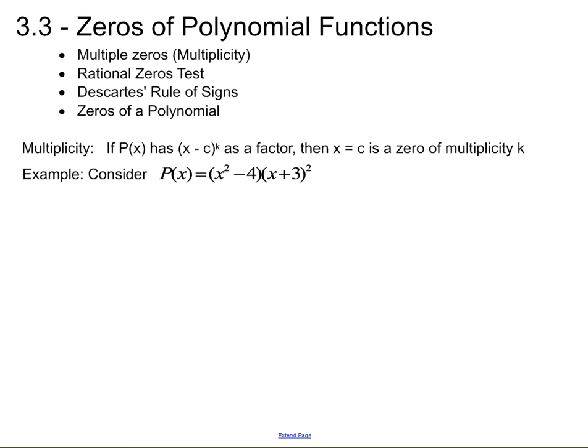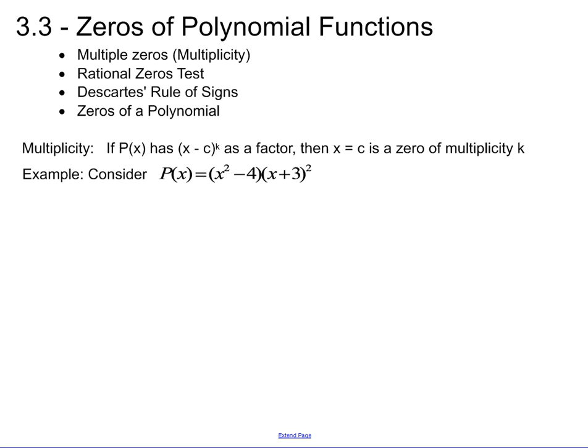Hello everybody, let's talk about section 3.3, which discusses the zeros of polynomial functions. And in this section, we're really only going to be covering the following: multiple zeros, the concept of multiplicity, the rational zeros test, Descartes' rule of signs, named after René Descartes, and zeros of a polynomial, how we find them.